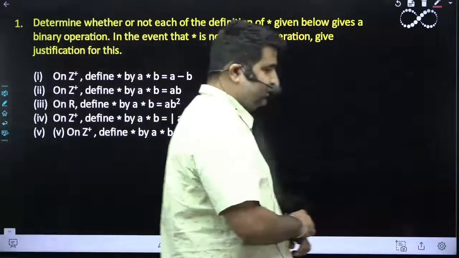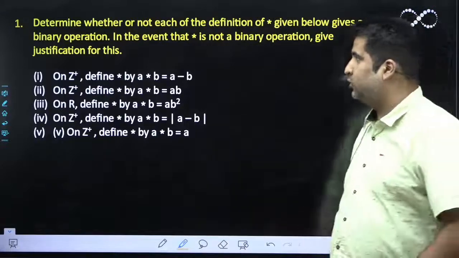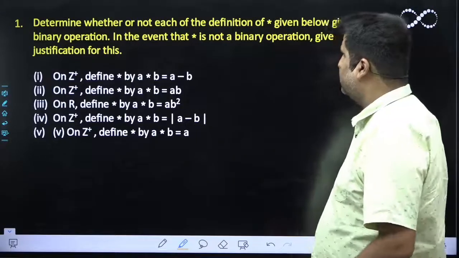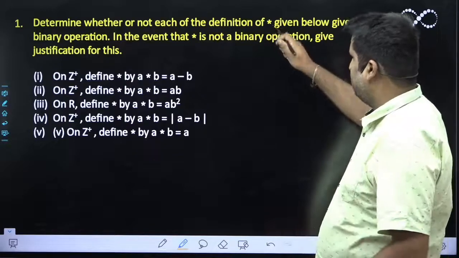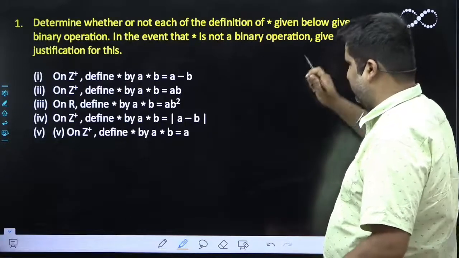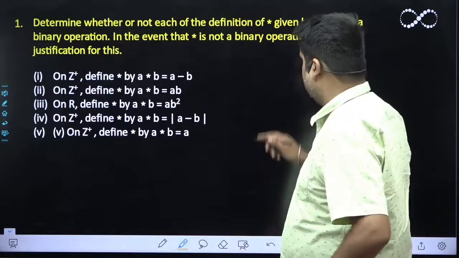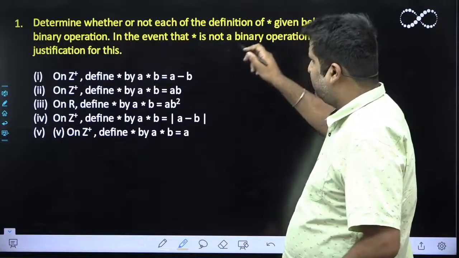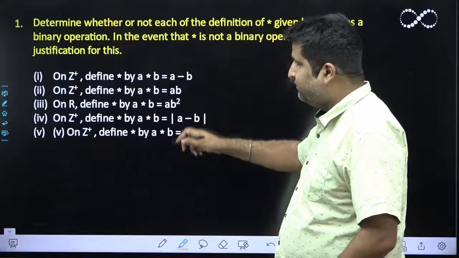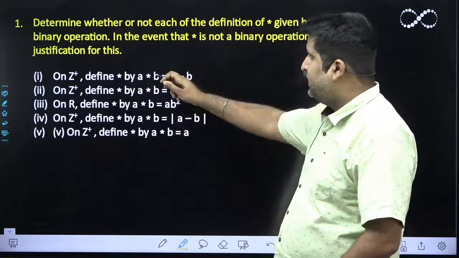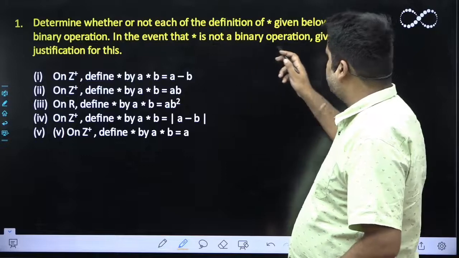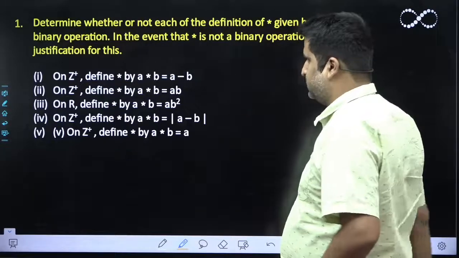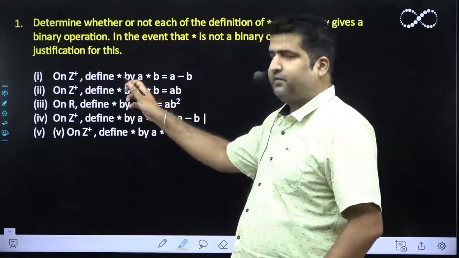Now the question, let's try to understand the question. Determine whether or not each of the definitions of star, the binary operation given below, gives a binary operation. Now for this star, we have to show in which of these cases it represents a binary operation. In the event that star is not a binary operation, give justification for this. So let's see the first case.